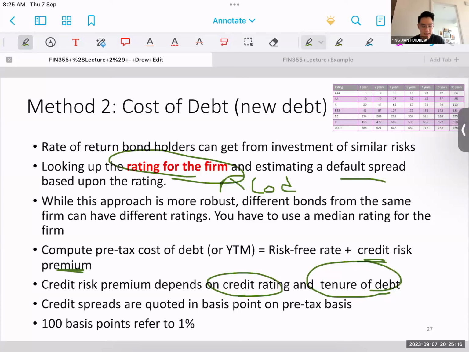I'd like to highlight here that usually credit spread is quoted in basis points. Some of you are already working, I believe. If you're working in the finance industry, you know that we always use this thing called BP, basis point. So 100 basis points refers to 1%.